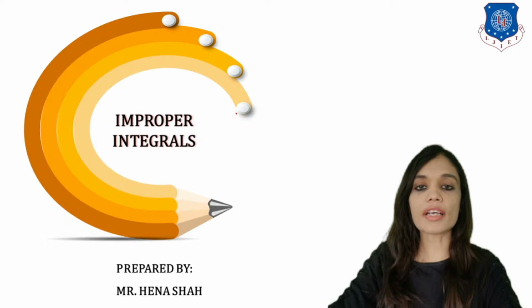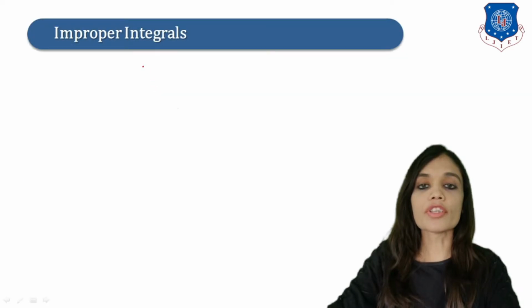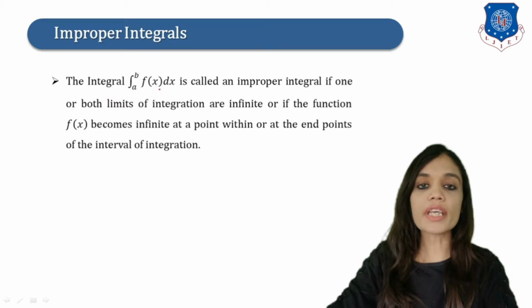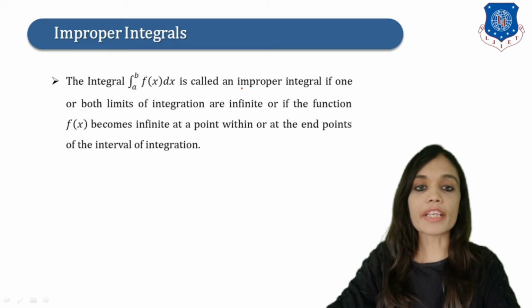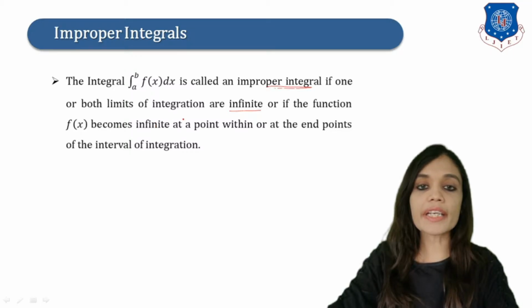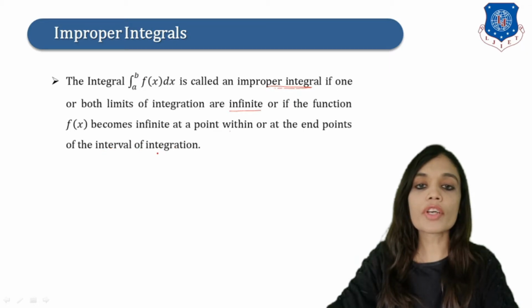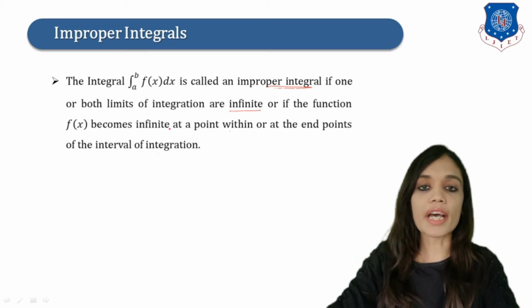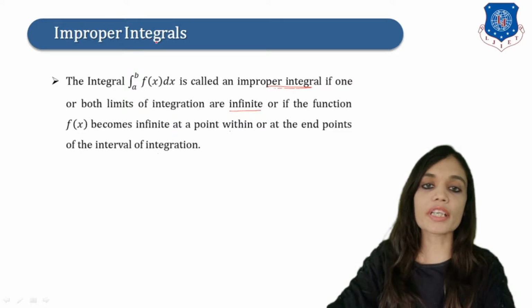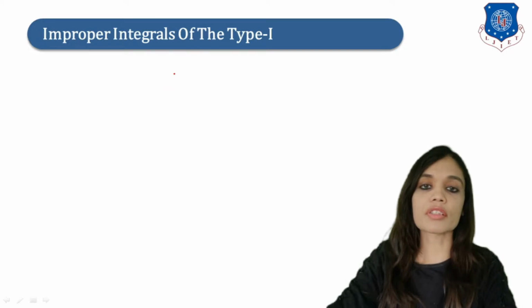So today we are going to start a new topic named improper integrals. So let us begin with the first topic, that is improper integrals. The integral a to b f of x dx is called an improper integral if one or both the limits of integration are infinite, or if the function f of x becomes infinite at a point within or at the endpoints of the interval of integration. So in all, there are a total of 3 types of improper integrals. So let us start with the first type.